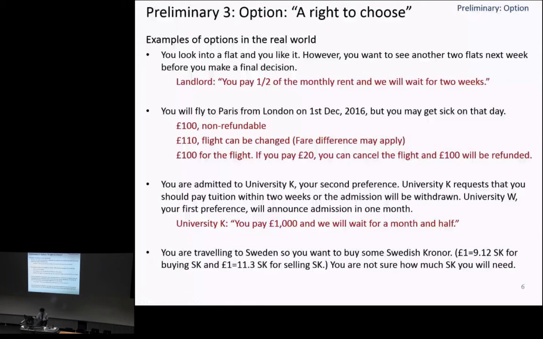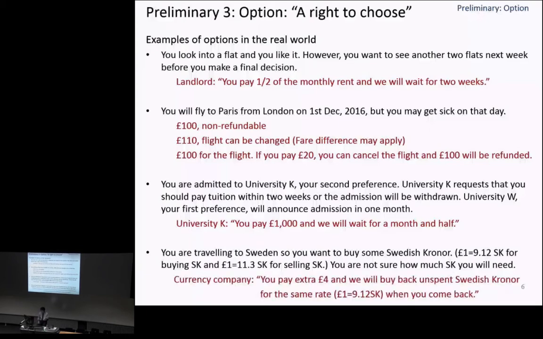You don't know how much you will spend during your trip, but no problem. Currency companies like American Express and Travelex offer you the following option. You pay extra 4 pounds, and we will buy back unspent Swedish krona for the same rate when you come back from your trip. And in that case, this 4 pounds is the price of the option to sell unspent Swedish krona for this pre-specified rate when you come back from your trip.